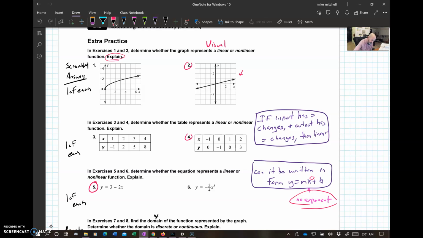Number 2. Hey, this is a straight line. That means it's linear. Let me write that bigger. The graph is a straight line. Is this a straight line? If it's not, it's nonlinear. If it is, it's linear.